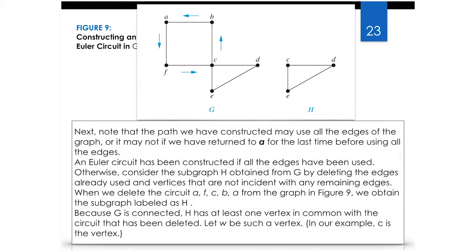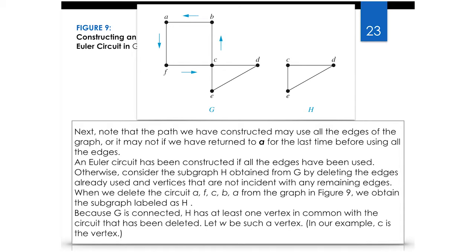As we form the path, every time we enter a vertex other than A, we can leave it. This means that the path can end only at A. Next, note that the path we have constructed may use all the edges of the graph, or it may not, if we have returned to A for the last time before using all the edges. An Euler circuit has been constructed if all the edges have been used.